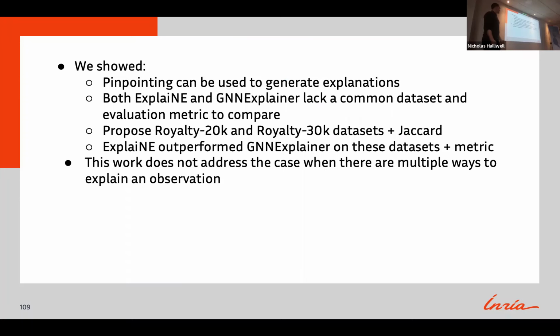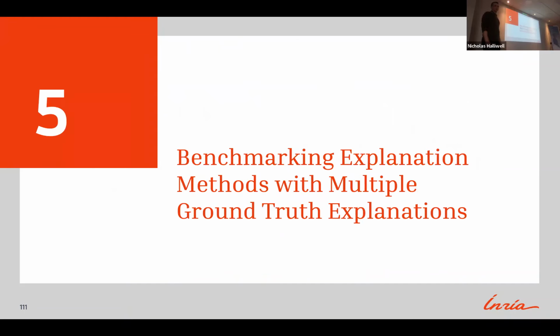So this doesn't address the case where there are multiple ways to explain an observation. And so one question we would ask is, how do we know if there's multiple explanations? How do we know which one to choose from? And so we also address this issue of benchmarking explanations with multiple ground truth explanations.